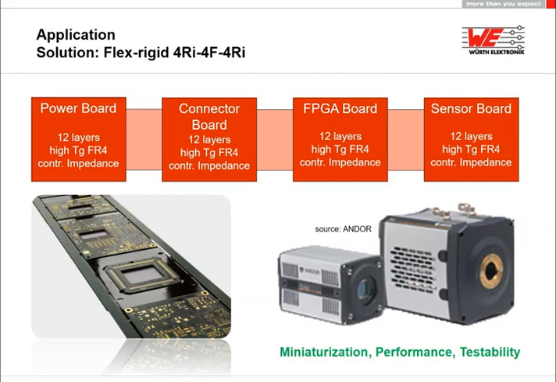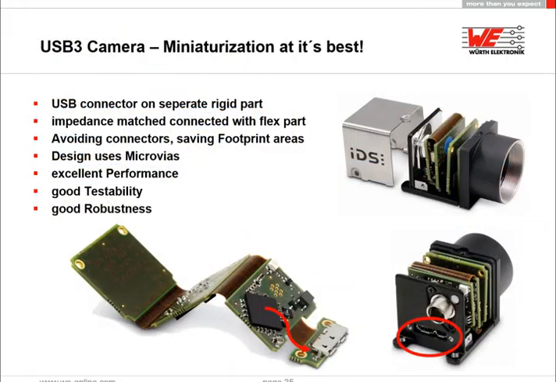The second application, now we are back with USB 3. So this is a USB 3 camera using the USB 3 vision standard. And one really important thing is that the micro connector for USB 3 is placed on a separate rigid part. So nearly every orientation and angle in the housing is possible using this Flexrigid technology. And we have an impedance matched connection between the USB connector and the USB driver, which is very important.